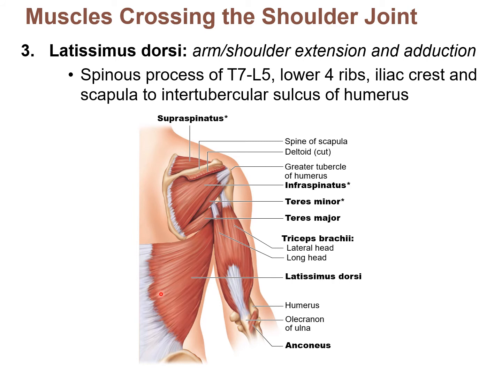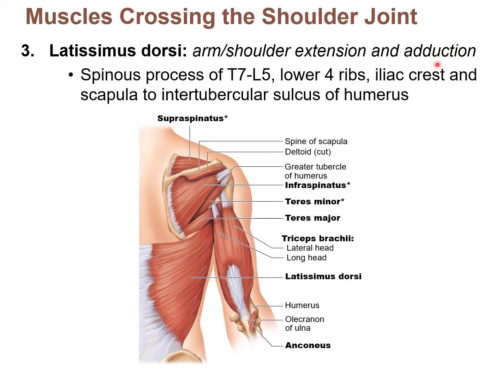Now we have a large muscle that takes up a lot of space posterior, in the back. Again, another convergent muscle, with a very wide origin, and all these fibers converging onto the humerus, where it will insert. So when this muscle contracts, it's going to pull your arm or shoulder back, which would be extension, and then towards the center, towards the midline of the body as well.